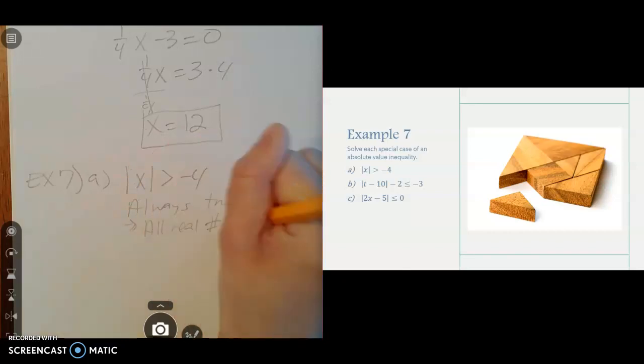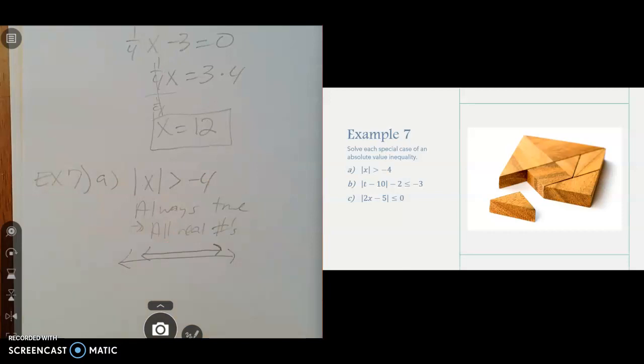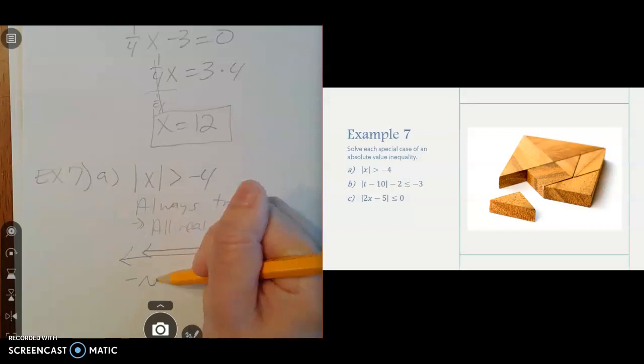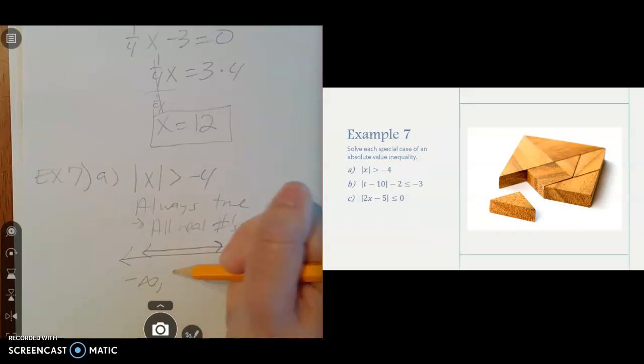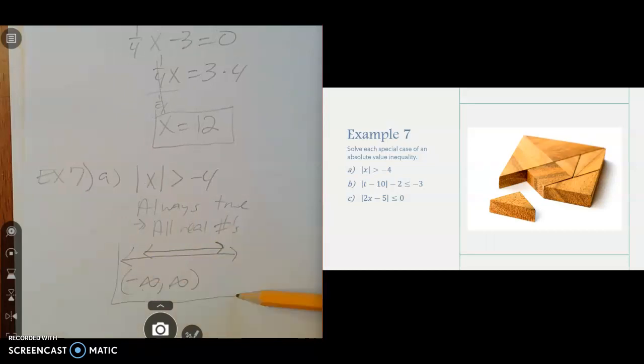Okay? Now, what does all real numbers look like on a number line? It looks like a line on top of your number line. It's everything, both directions. What does this look like in interval notation to put all real numbers? Well, how far left does it go? It keeps going forever in the negative direction, so that's negative infinity. How far to the right does it go? It keeps going forever in the positive direction, so that's positive infinity. So negative infinity to positive infinity is the interval notation of all real numbers. So that's what the graph looks like, and that's what the interval notation looks like.